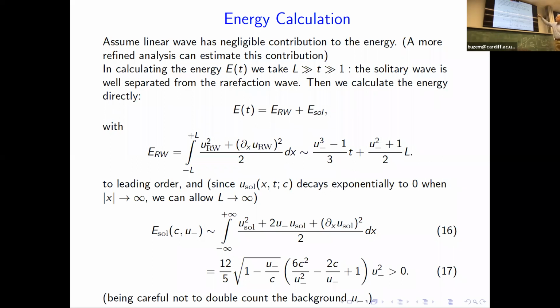So the solitary wave is well separated from the rarefaction wave, so we can calculate the energy directly. The rarefaction wave contribution is the energy of the rarefaction wave. Well, we know what the rarefaction wave looks like. Here's the calculation. Remember, U plus is 1, so that's why those 1s appear. And the solitary wave decays exponentially to 0. We have to take off the U minus, remember. And so we get this formula. Here's the U minus. Here's the energy. And we can evaluate that explicitly as well, because we've got a formula for the solitary wave.